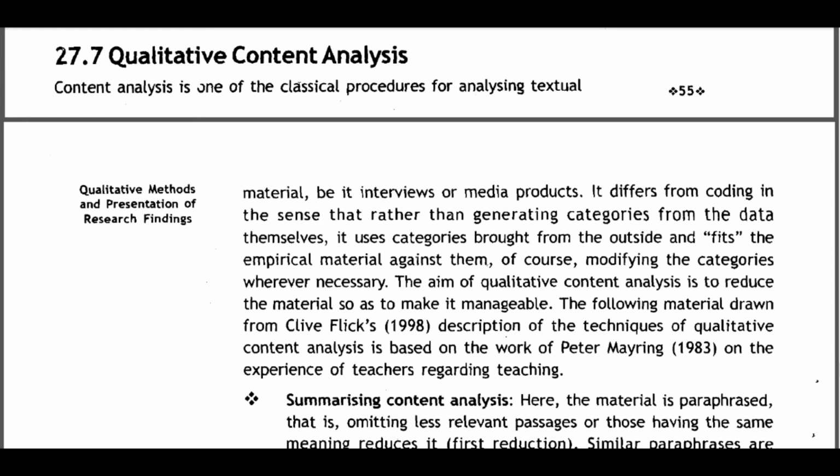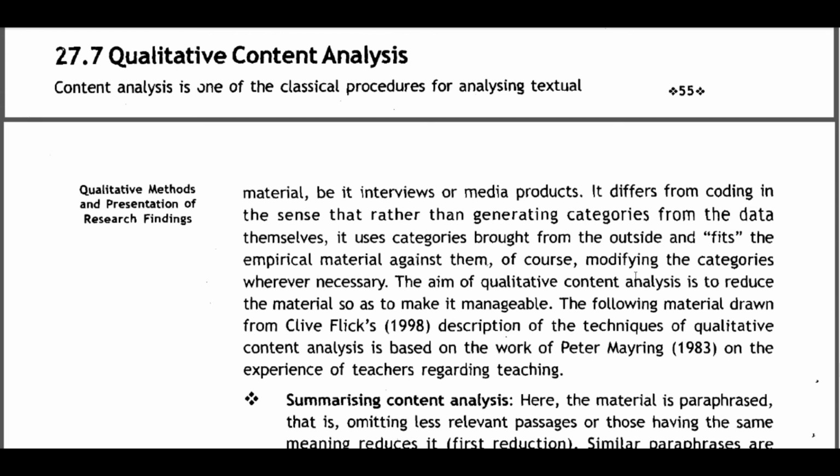27.7 Qualitative Content Analysis. Content analysis is one of the classical procedures for analyzing textual material, be it interviews or media products. It differs from coding in the sense that rather than generating categories from the data themselves, it uses categories brought from the outside and fits the empirical material against them.